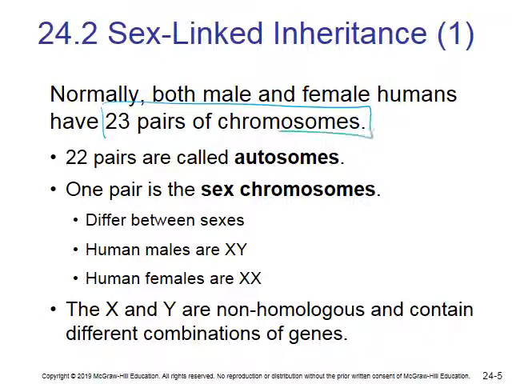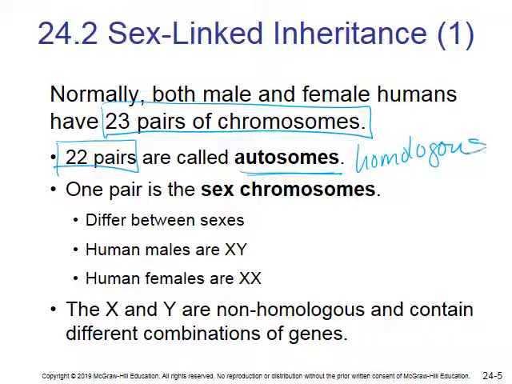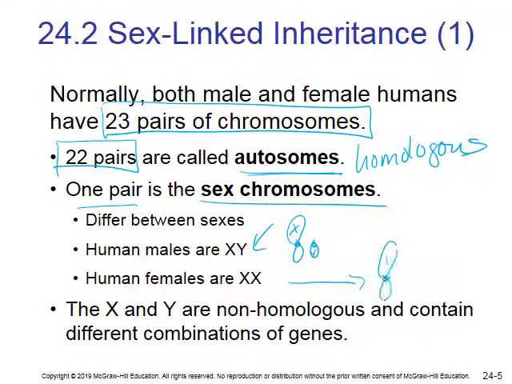We've discussed before that we have 23 pairs of chromosomes. 22 pairs are called autosomes, and those are homologous, right? One pair is called sex chromosomes. If you're a male, you have one X chromosome and one Y chromosome. If you're female, you have two X chromosomes. And I'm being very general. We'll talk about some issues coming up in just a little bit. X and Y are non-homologous. They don't have the same genes on them, right? So they have different combinations of genes.